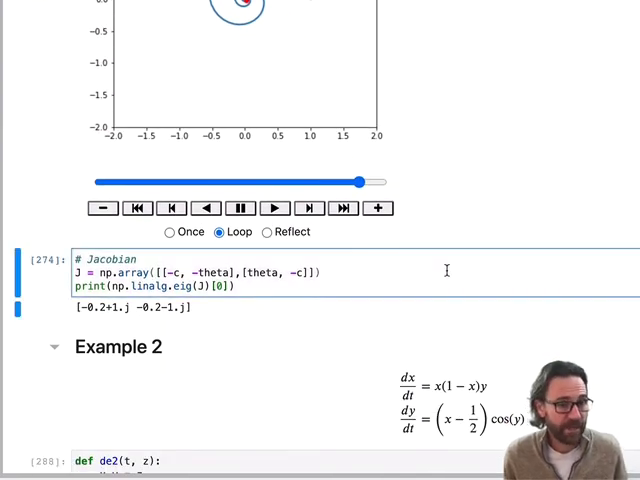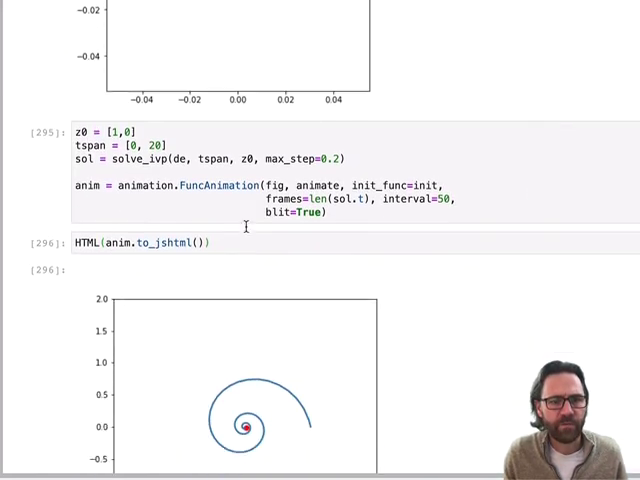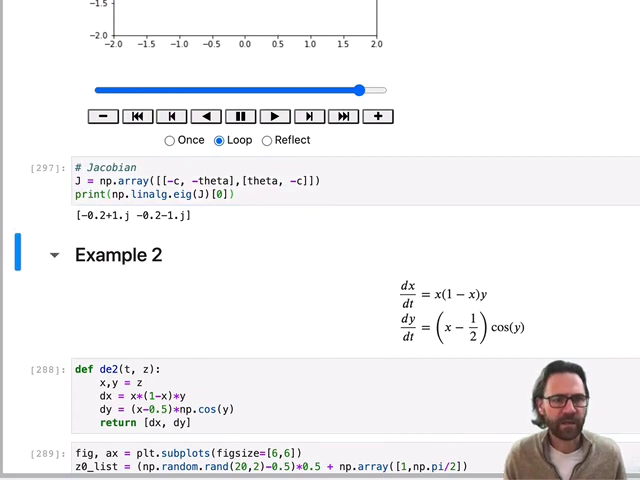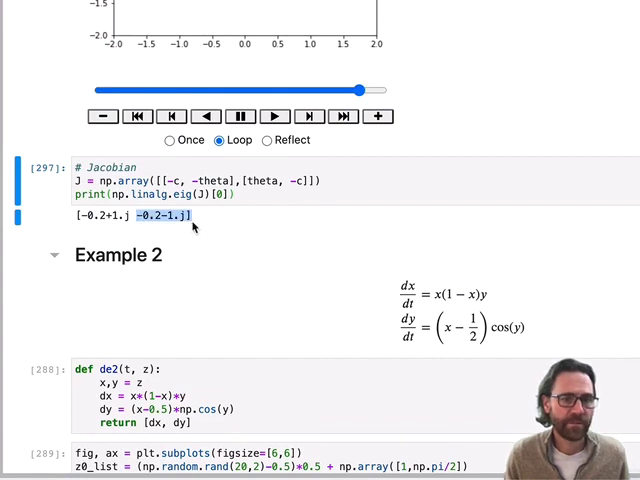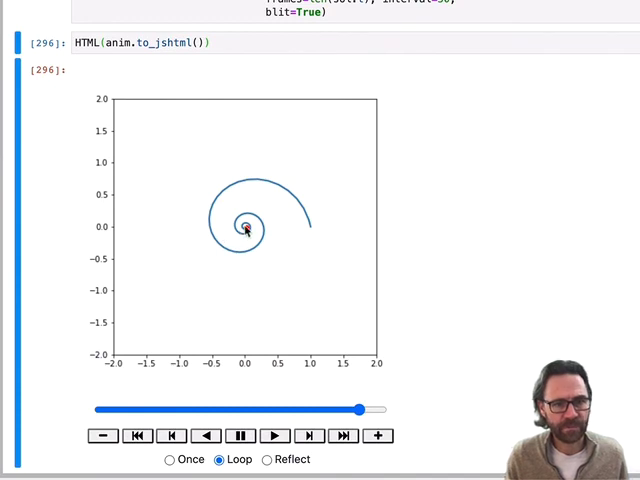So it spirals in. Well, does that pan out from the eigenvalues of the Jacobian? So if you were to take the Jacobian of this, you would get a matrix that looks like that: negative c, negative theta, theta, negative c. And if we get the eigenvalues, you can see they're a complex conjugate pair of eigenvalues, and the real part is negative 0.2 in each case. So that tells us that the equilibrium at 0, 0, which is what this is, is asymptotically stable.